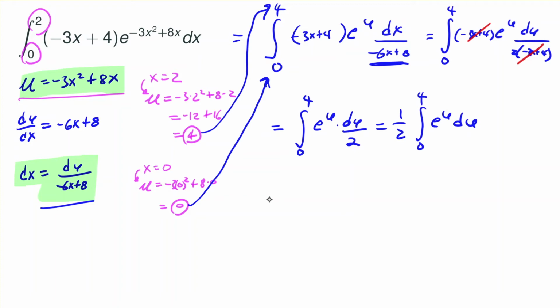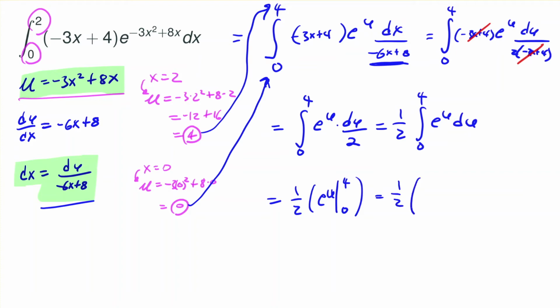So then let's take the antiderivative. The antiderivative of e to the u is just e to the u, and we evaluate at 4 and 0. Here, we already wrote 4 and 0 in terms of u, so we do not need to substitute u back as x. We just plug directly in.